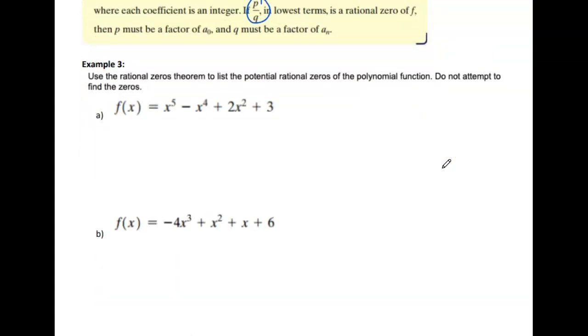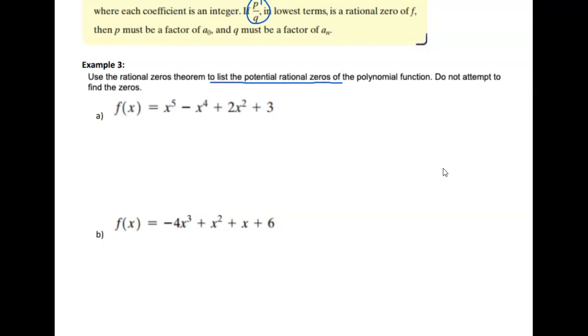So in this example, we're going to use that theorem to list the potential rational zeros. We're not going to find them, we're just going to list them. Again, we're moving forward. We're preparing to find the real zeros, but we need to know those theorems to give us a method.